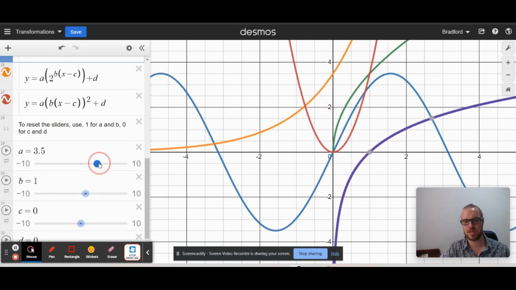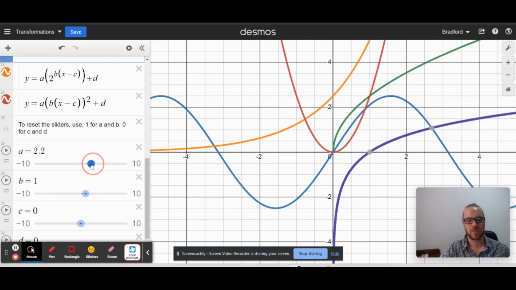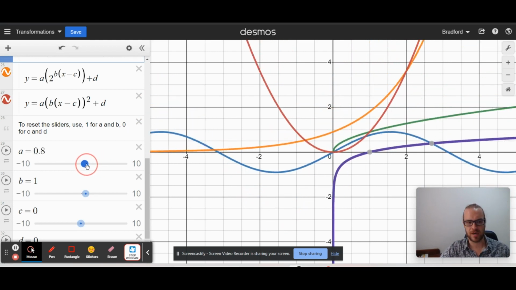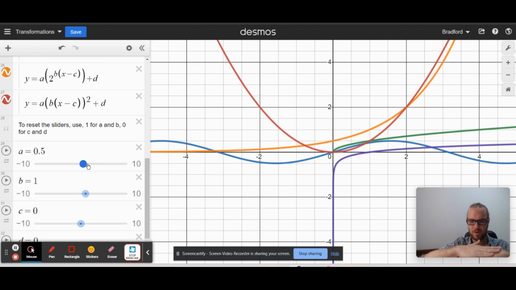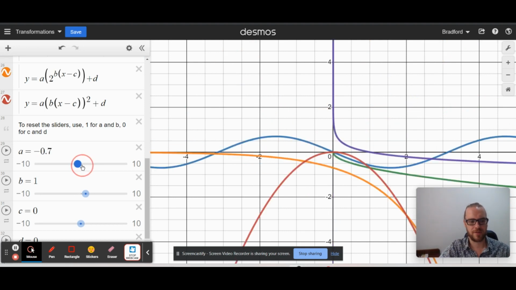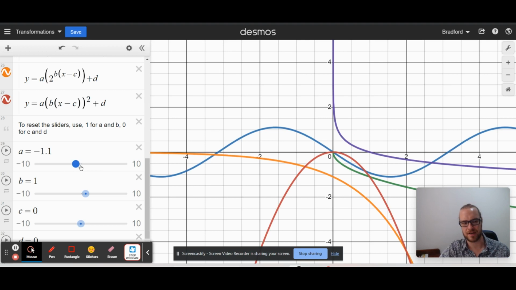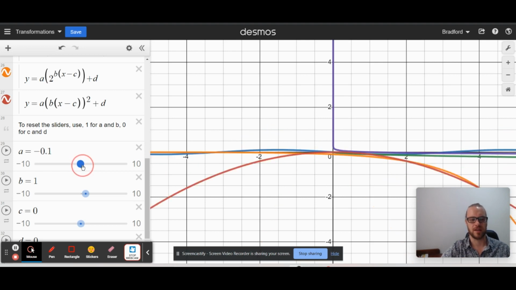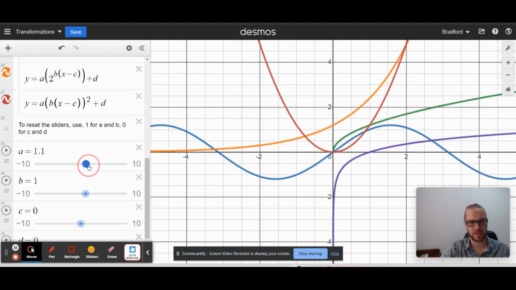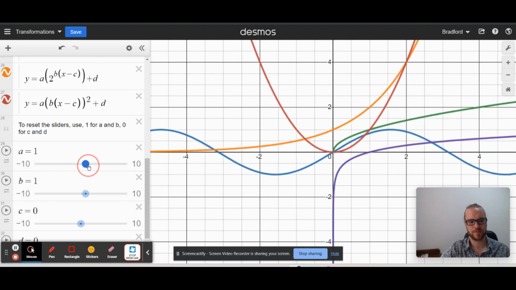So as you can see, as I make this bigger, it stretches it vertically, right? If I go between 0 and 1, it compresses it. It squishes it together. If we make it negative, it turns it upside down. There's your reflection as well, okay? So we'll put that back to 1 for now so that then we can look at another parameter.